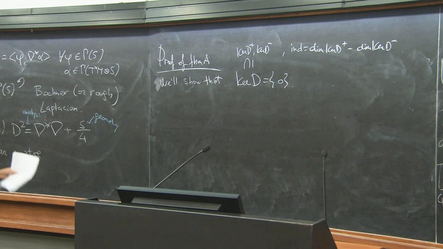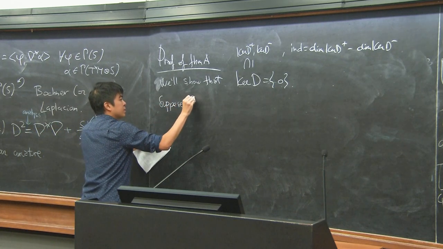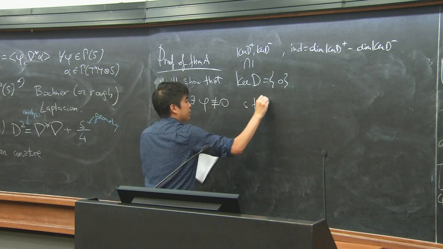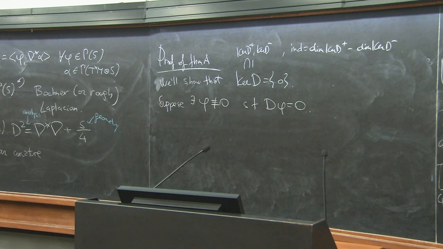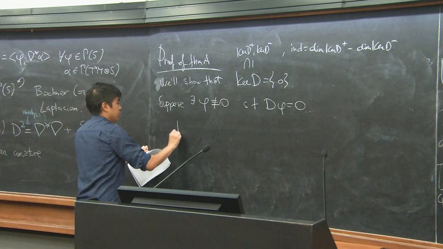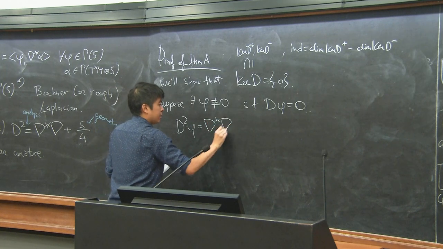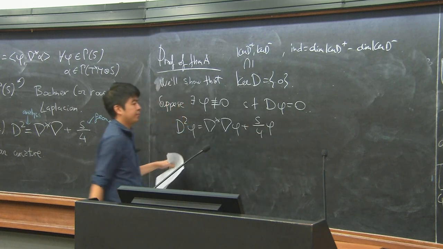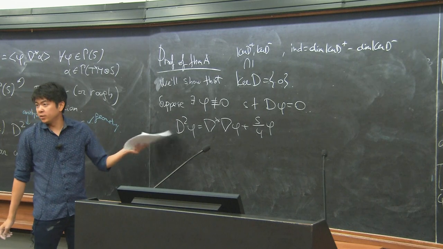Okay, so suppose it's not 0. Suppose there exists phi, which is not identically zero, such that D phi is zero. Okay, then we can use this formula here. So let's apply this formula: D squared phi equals nabla star nabla phi plus scalar curvature over 4 times phi. But of course, this is D of D phi, so this is zero.